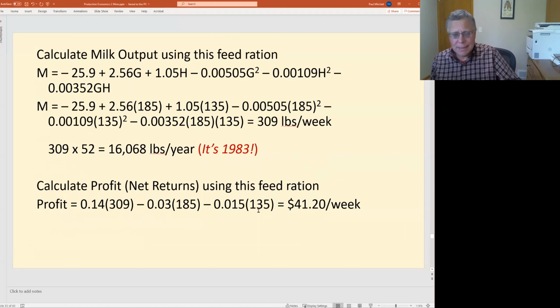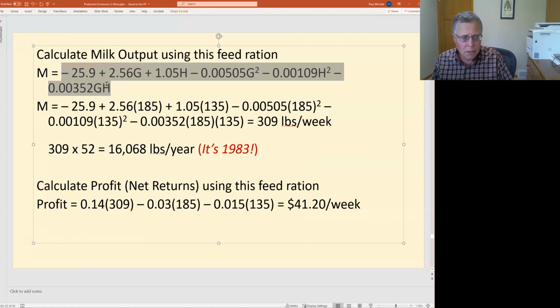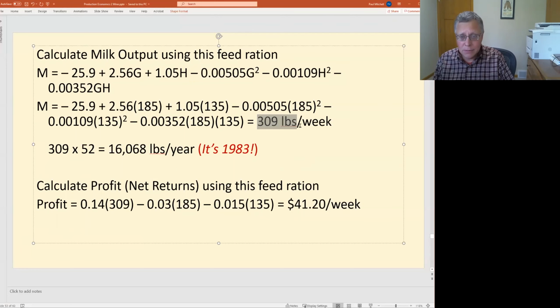So now we can take those numbers. We get something fairly straightforward, 185 pounds of grain, 135 pounds of hay. You plug them in to the production function for milk, and you do the math again. You get 309 pounds a week is how much the cow would produce. Well, that's 309 pounds per week times 52 weeks. If you were able to milk a cow the whole year, it would be 16,000 pounds.